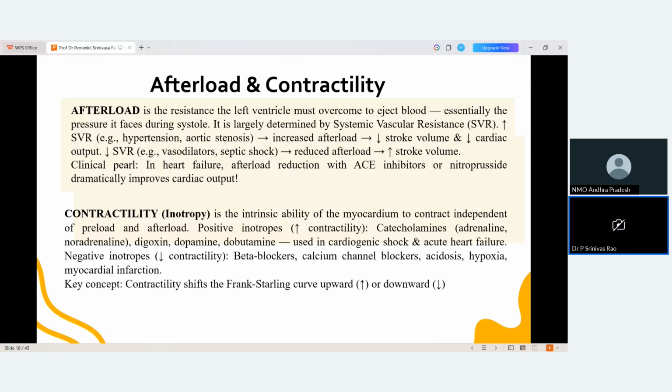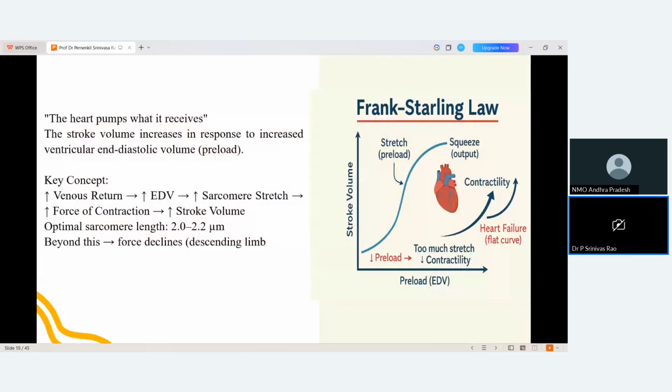I'm telling you, see, you have this curve. On the x-axis, you have the preload, the end-diastolic volume. On the y-axis, you have the stroke volume. You are seeing here that up to a certain level, an increase in preload is causing an increase in the stroke volume.